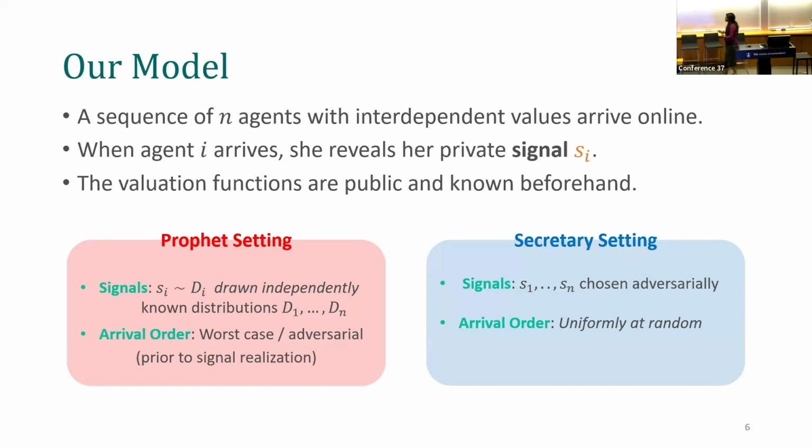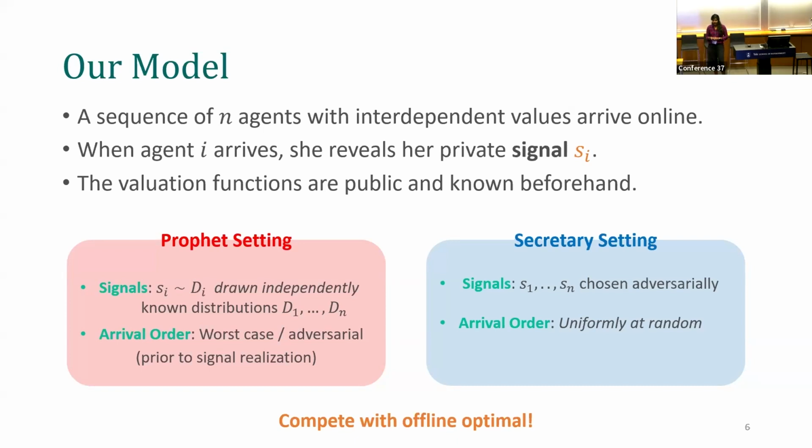So in the profit setting, the signals are going to be drawn independently from a known prior distribution. So we know the distributions D1 through Dn. And when agent i arrives, her signal Si is drawn from distribution Di, independently of other agents. But the arrival order is going to be some worst case adversarial order. Okay? On the other hand, in the secretary setting, the signals are going to be arbitrary. There's no prior information or any assumptions on it. It's going to be adversarially chosen. But the arrival order is going to be uniformly at random. And our goal here in both is to compete with the offline optimal, like the expected max value of the agent.